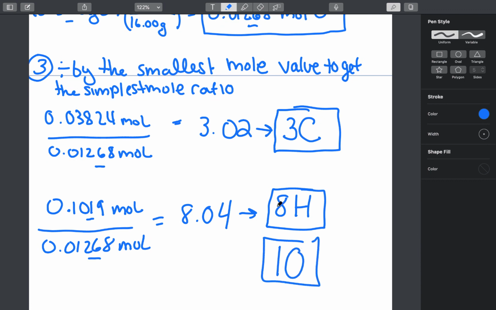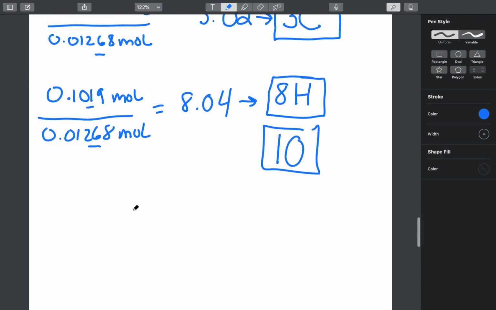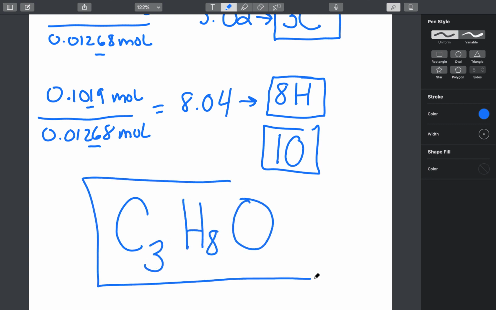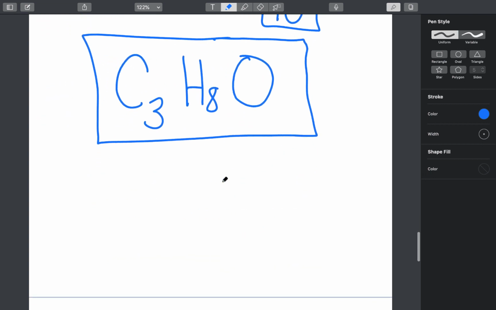So therefore, our empirical formula is C3H8O. And therefore, we use combustion analysis to successfully find the empirical formula. So guys, that is it for today. I hope my descriptions made sense to you.